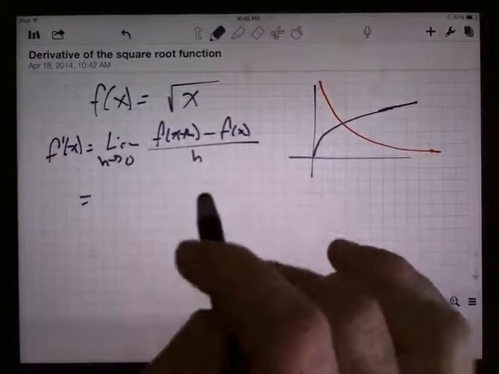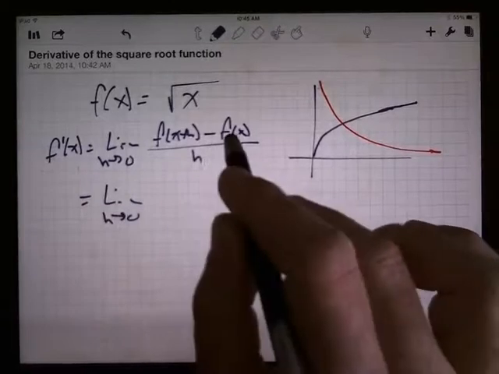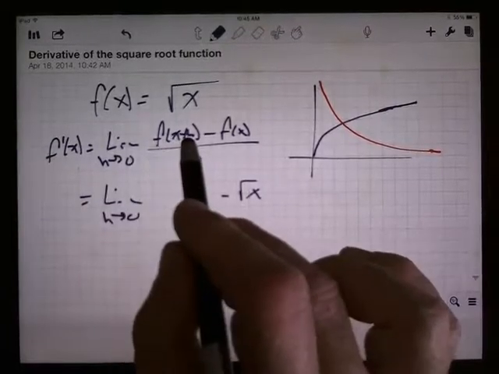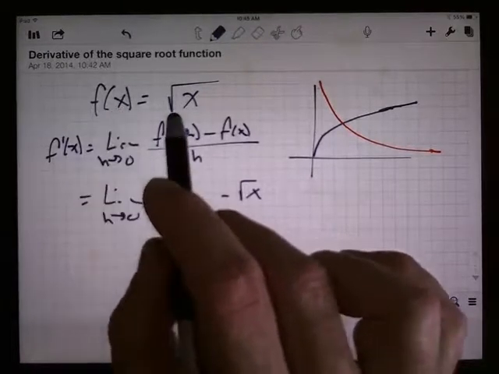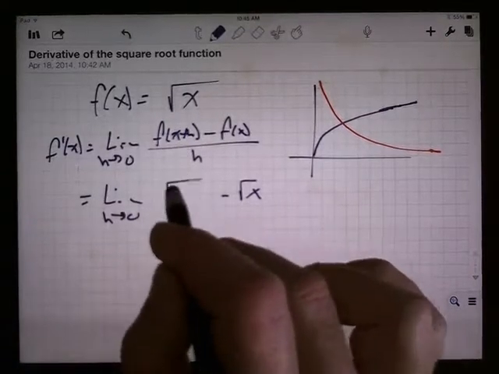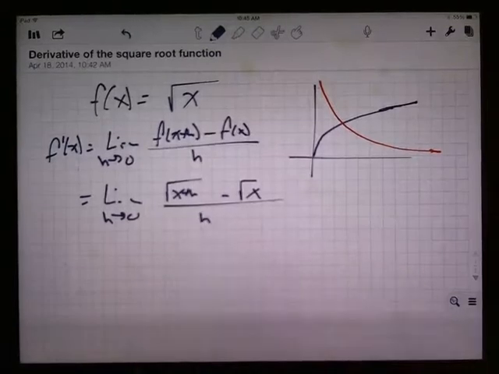Well, the f of x right here is just the limit as h goes to 0. The f of x is just that square root of x, and I'm subtracting that. What is f of x plus h, right? Well, this is saying whatever you're doing with x, whatever you plug in for x, take its square root. So if you're plugging in x plus h, take its square root. So x plus h is all under the square root, and divide by h.